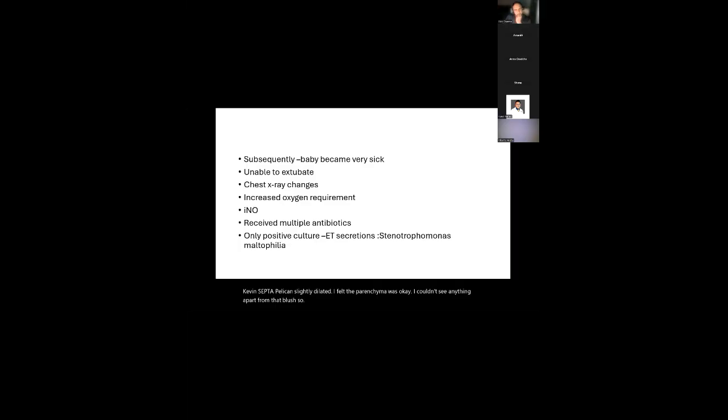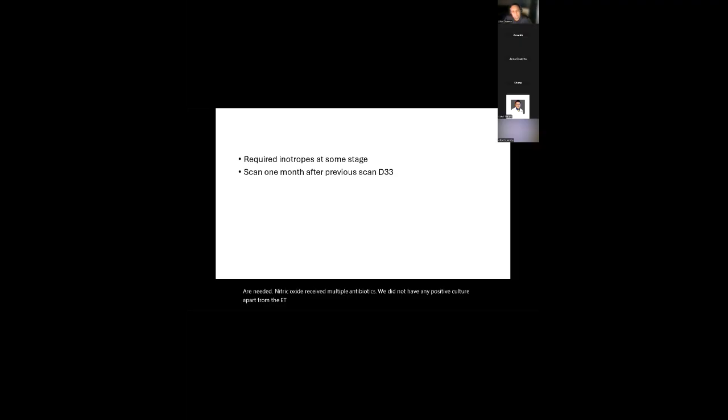Subsequently, the baby became very sick. We were not able to extubate that baby, and there were chest X-ray changes, needed nitric oxide, received multiple antibiotics. We did not have any positive culture apart from the ET secretions. At some stage the baby became unwell and needed inotropes. For some reason, for a month, we did not do a scan because the baby was unstable and people were concerned about the status of the baby.